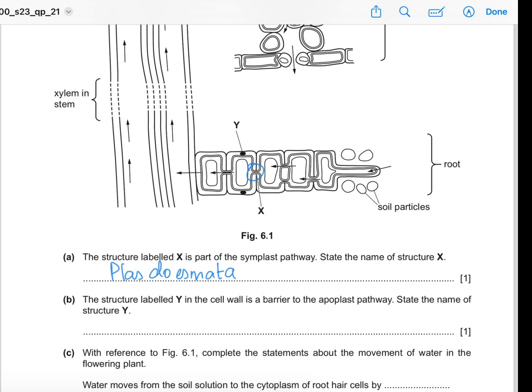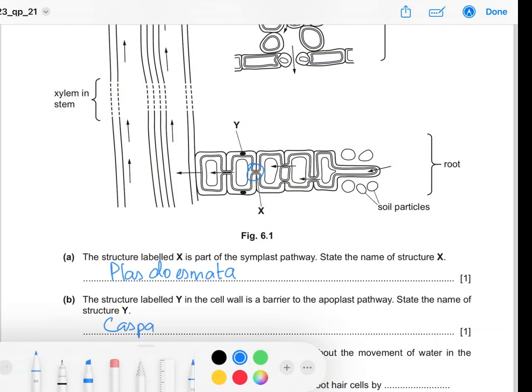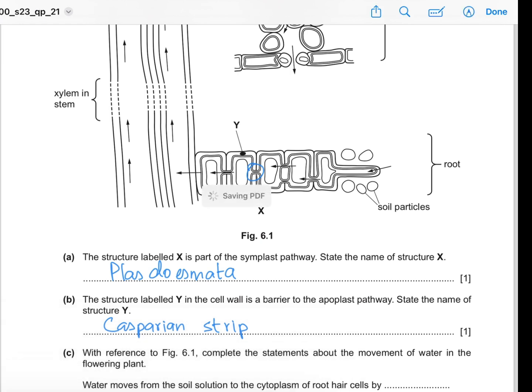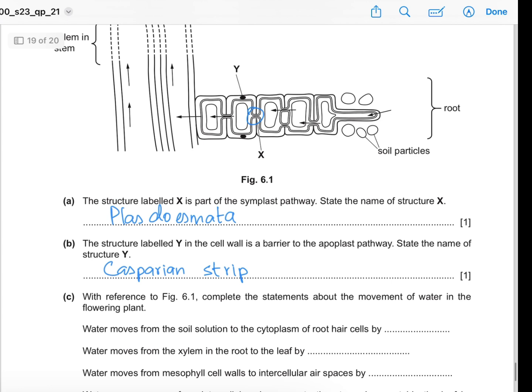B. The structure labeled Y in the cell wall is a barrier to the apoplast pathway. State the name of structure Y. This is the Casparian strip, which blocks the apoplast pathway in the endodermis layer of roots. So at this point, all of water movement will be through the cell walls and cell membranes.